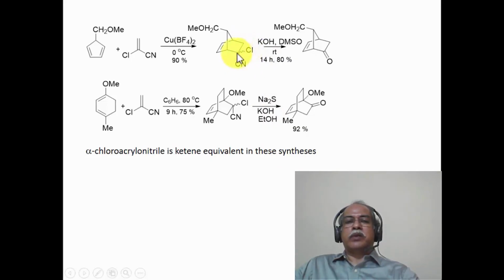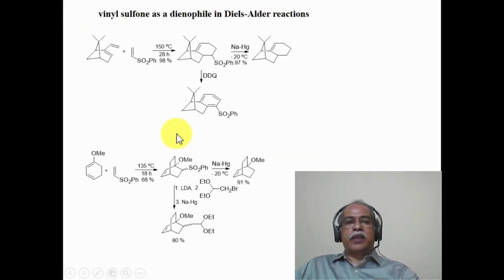Once the OH is produced, it is essentially a cyanohydrin that is produced. The cyanohydrin is nothing but a masked form of the ketone. So under basic condition, the cyanohydrin undergoes the loss of cyanide to produce the corresponding ketone. So 2,2,1 bicyclic as well as 2,2,2 bicyclic ketones can be easily synthesized using alpha chloroacrylonitrile as a ketene equivalent by choosing the corresponding diene, which is either cyclopentadiene or cyclohexadiene, as shown in these two examples.